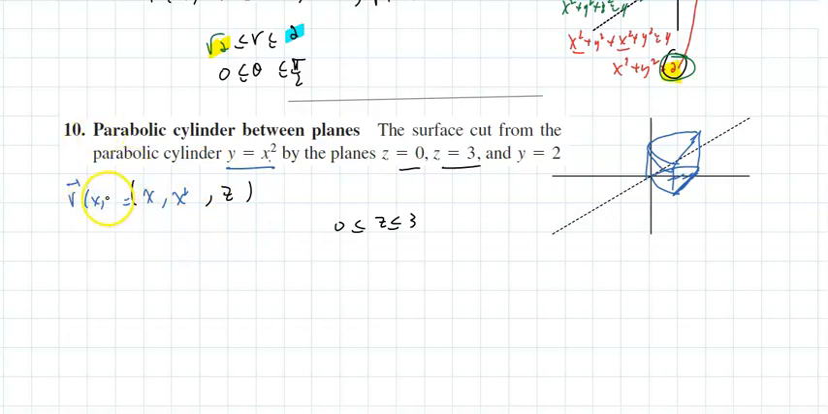Now, how are you going to figure out the values? Well, we let this be t. If y equal 2, that means 2 equal x squared, x equal plus or minus radical 2. So if x varies between negative radical 2 and positive radical 2, that would do the trick. If you called it t, t would vary between plus or minus radical 2, whatever works.